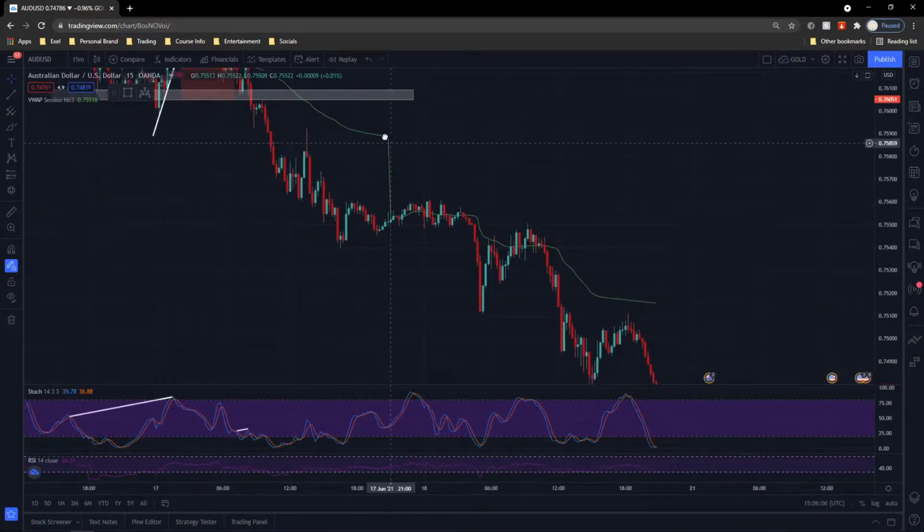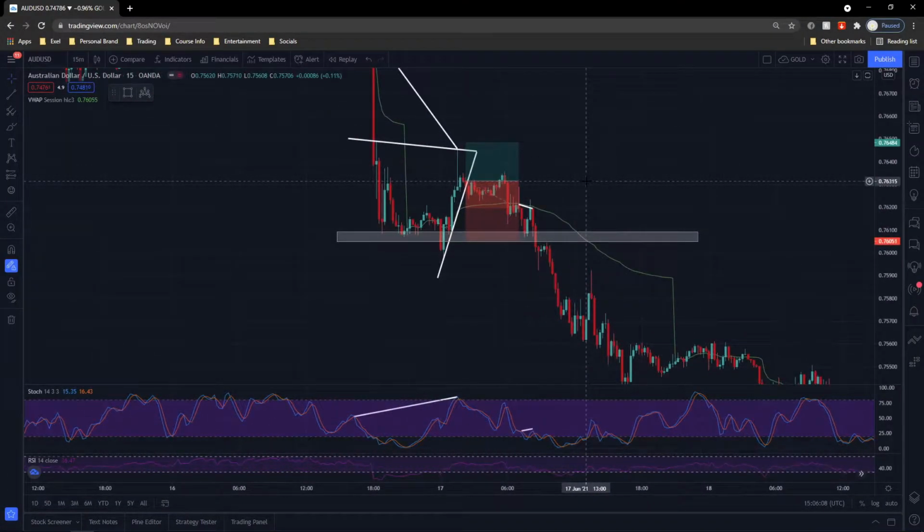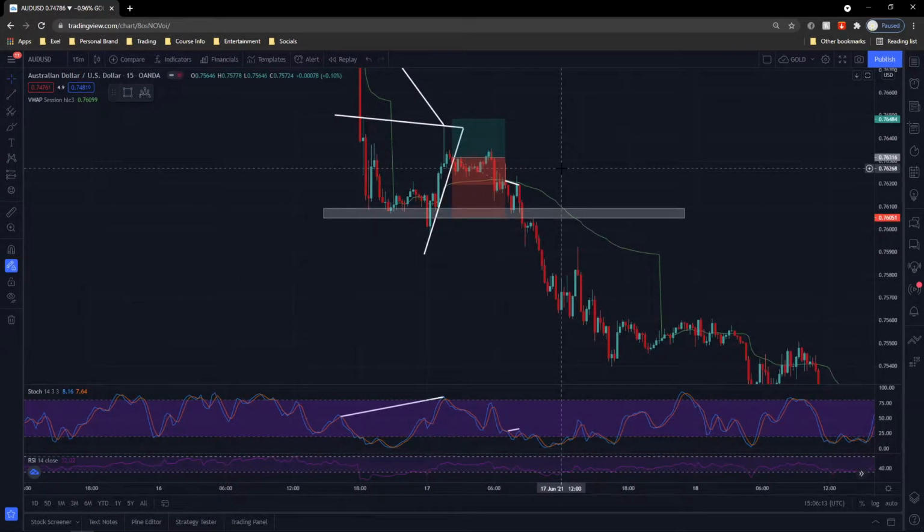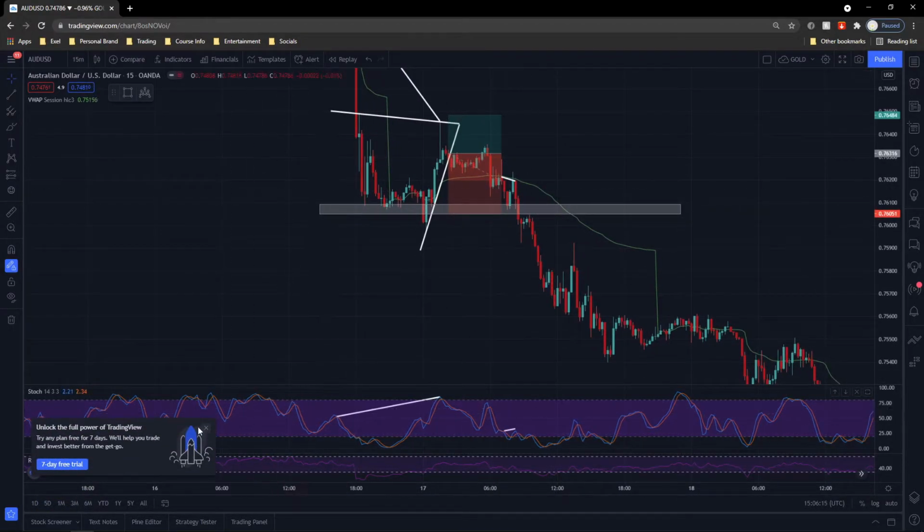Alright, so here we are on TradingView, AUD to USD. This was my last trade that I made. This was one of my last trades that I made using this method. So pretty much what I did, you guys see this, my whole layout.